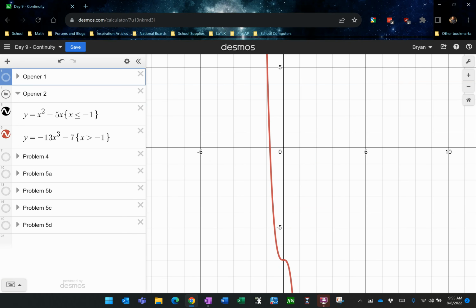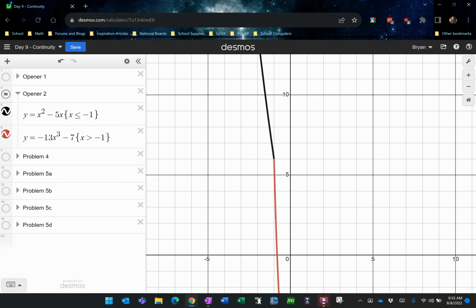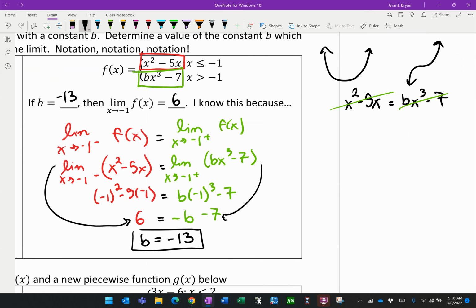Here's my cubic graph. We're looking at -1. There it is. Oh, look. As we approach from the right side, we approach this point right here, and from the left side we approach 6 as well, right? Getting closer to 6 from both sides. You'll notice the red graph had an open circle because there's no equal to, versus the black graph had a closed circle because there is an equal to. All right, nothing too bad.